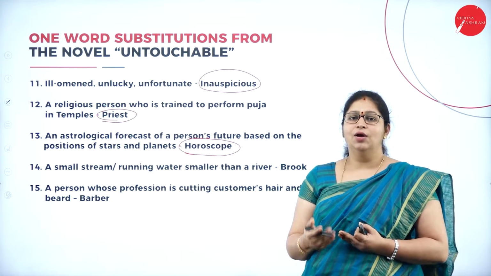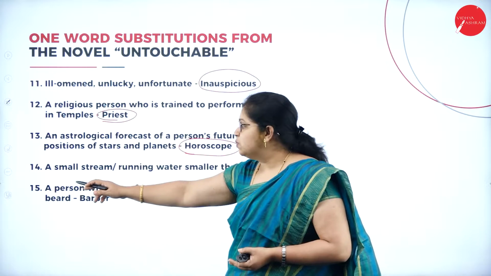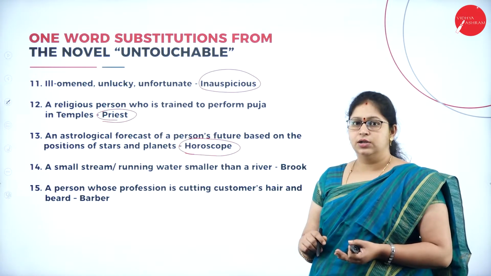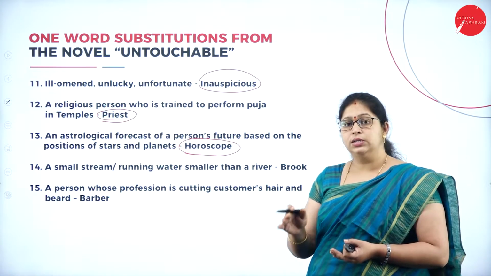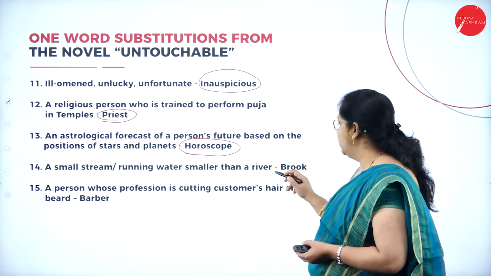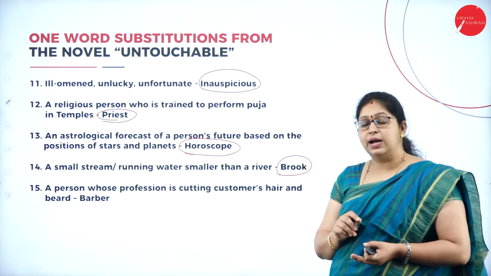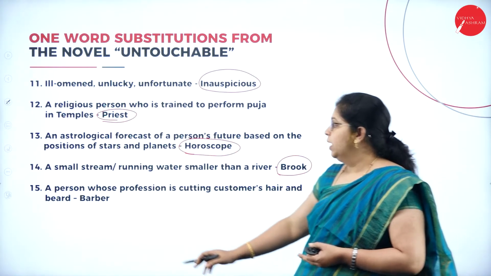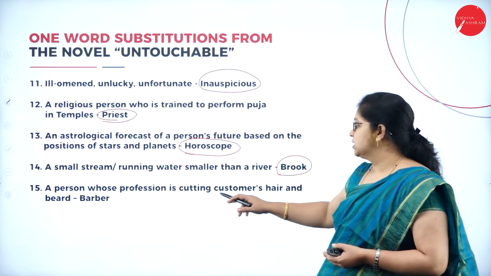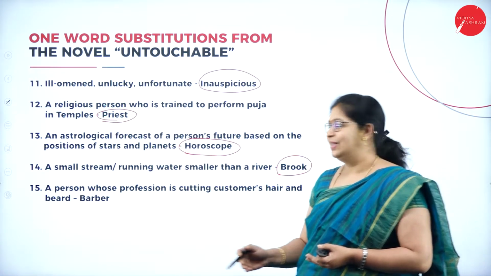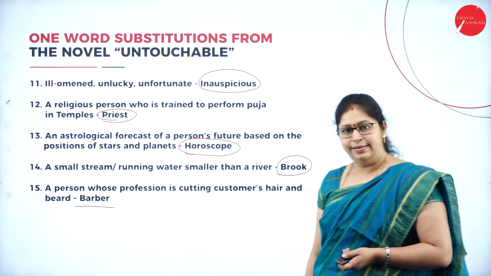Everyone is behind horoscope. A small stream, running water smaller than a river. So, this is a running water stream, but this will be smaller than a river. That is called a brook. Where was Baka living? He was living beside the brook, right? A person whose profession is cutting customers' hair and beard. You know this, that is barber, right?